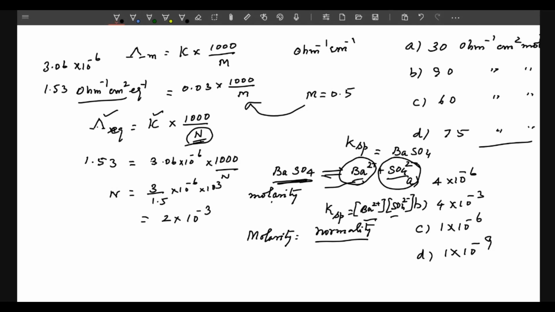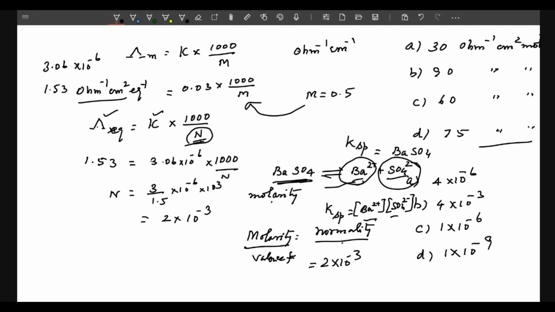Balancing solution. Molarity divided by valence factor. It's not here, I have given like this. Yes, sir. Valence factor, yeah. Here normality is calculated is equal to 2 into 10 power minus 3.